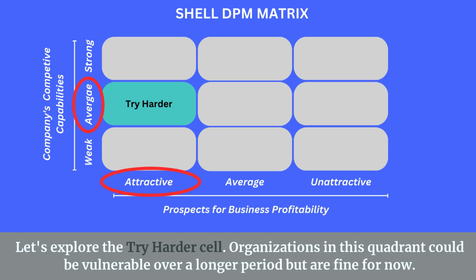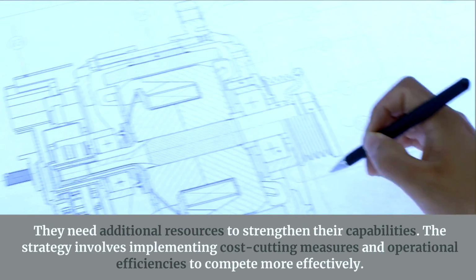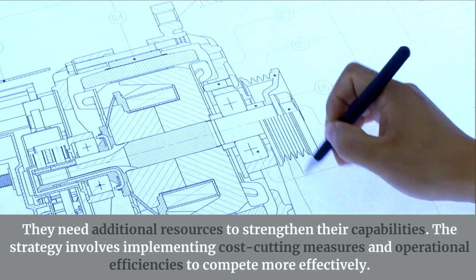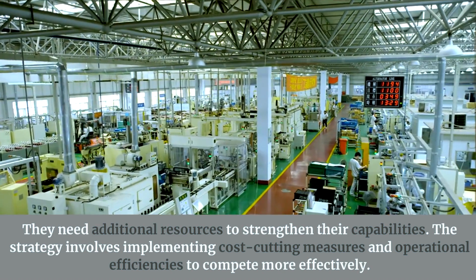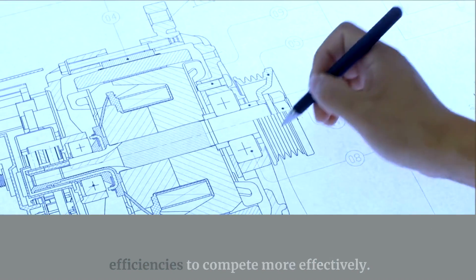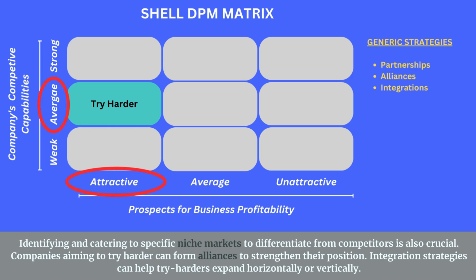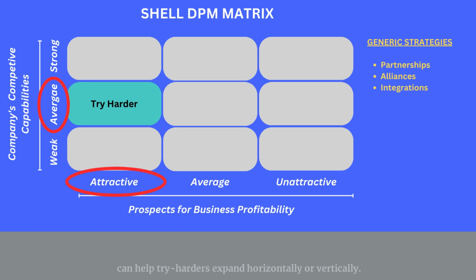Let's explore the try harder cell. Organizations in this quadrant could be vulnerable over a longer period but are fine for now. They need additional resources to strengthen their capabilities. The strategy involves implementing cost-cutting measures and operational efficiencies to compete more effectively. Identifying and catering to specific niche markets to differentiate from competitors is also crucial. Companies aiming to try harder can form alliances to strengthen their position. Integration strategies can help try-harders expand horizontally or vertically.